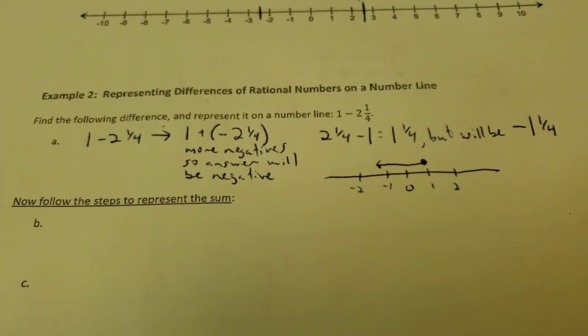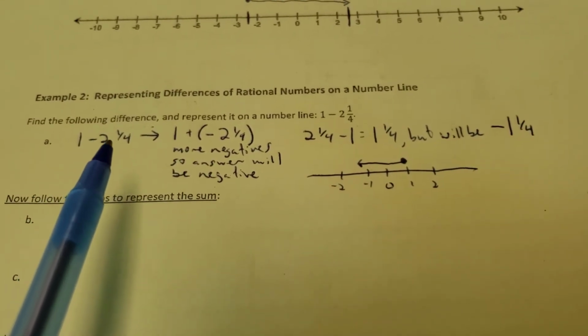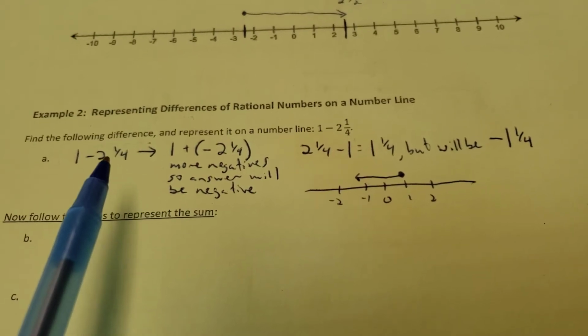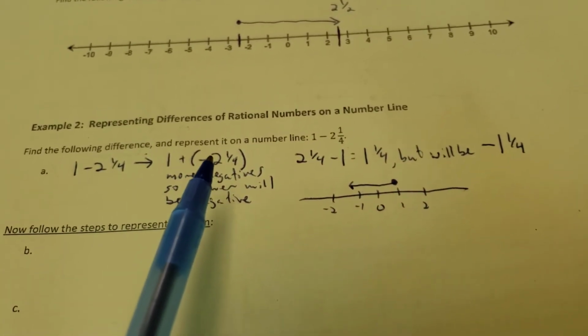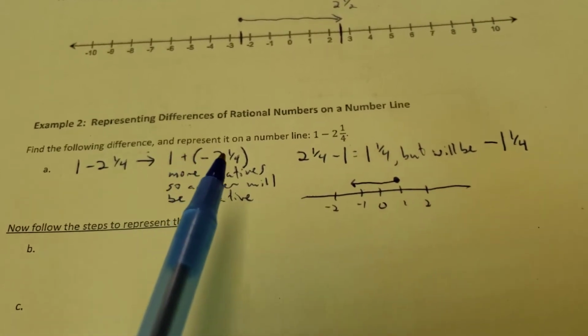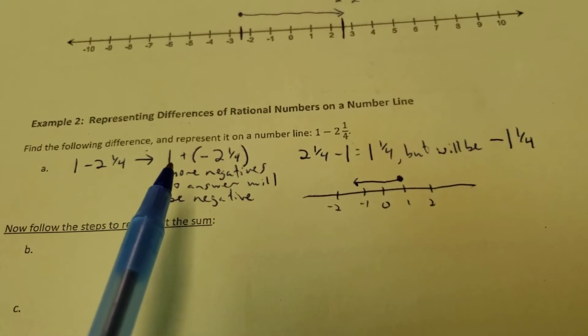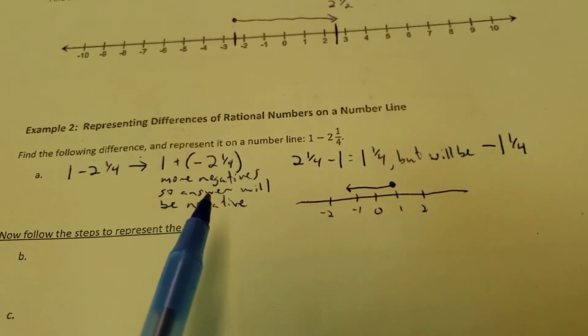All right, let's find the following difference represented on the number line. If I have to take 1 minus 2 1/4, if I try to do that just like my normal subtraction way, remember how we add the opposite? So it's 1 plus a negative 2 1/4. But I'm trying to add 2 opposite sign numbers. Remember from our adding lessons earlier, there's 1 of positives and 2 1/4 of the negatives. There's more negatives, so I know my answer is going to be a negative answer here.